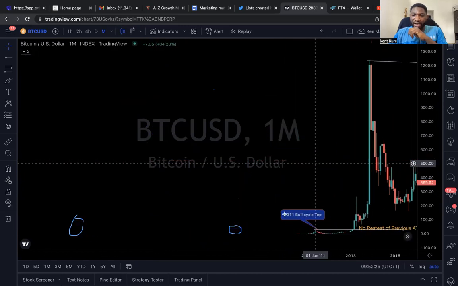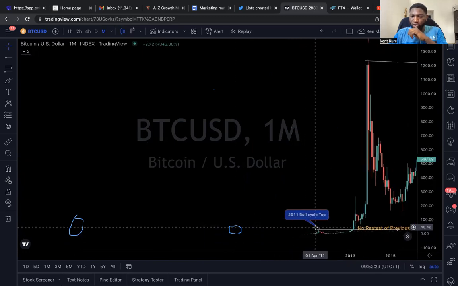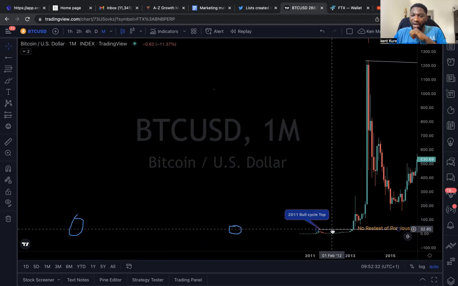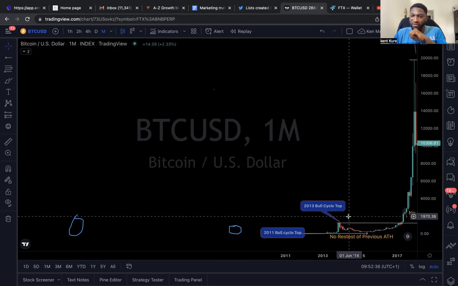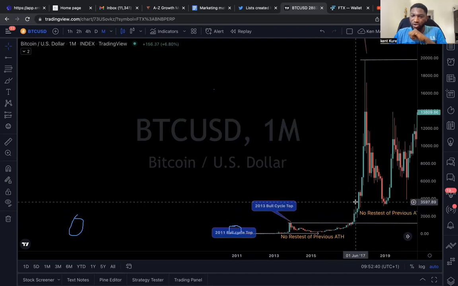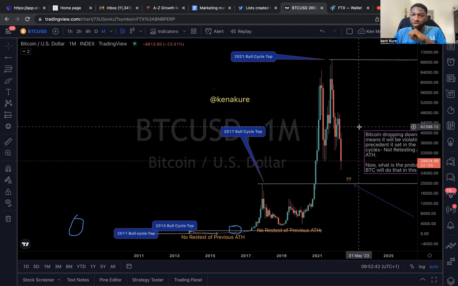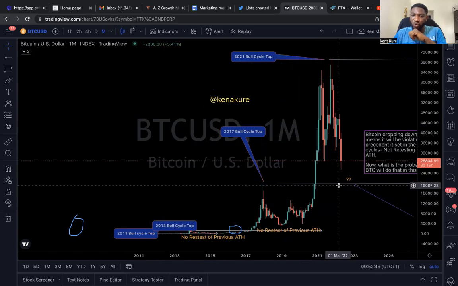Now, the bull cycle top analysis is just saying that for every bull cycle top, Bitcoin has not come back to go below that top. It didn't happen in 2011. In 2013, it didn't happen. Now this is the 2021 top. The question is, is it going to come this low?